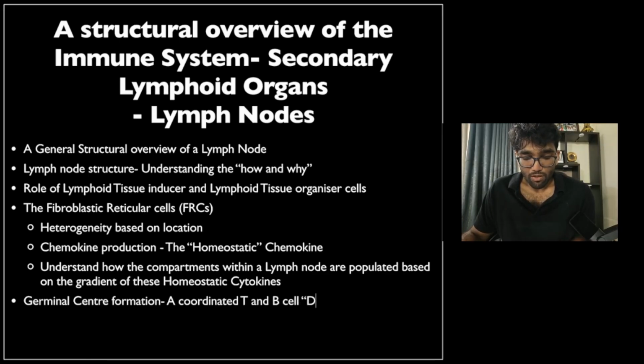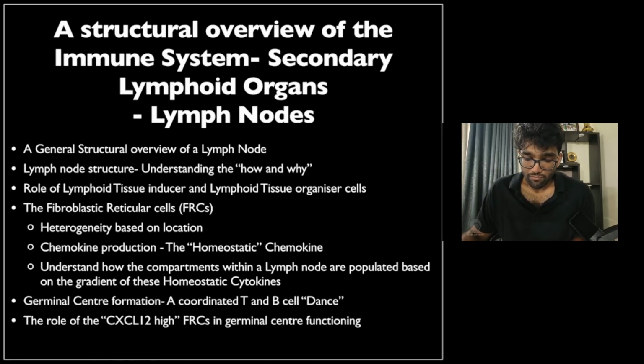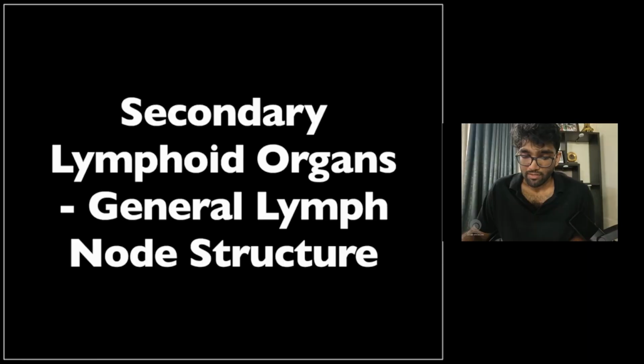Then we'll delve into how a germinal center is formed and how this can be understood as a coordinated T and B cell dance. Then we'll finally talk about the role of CXCL12 high fibroblastic reticular cells in the germinal center and how that affects germinal center functioning. And then finally we'll talk about some other, quote-unquote, other homeostatic chemokines.